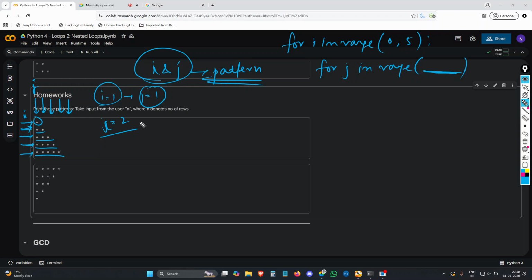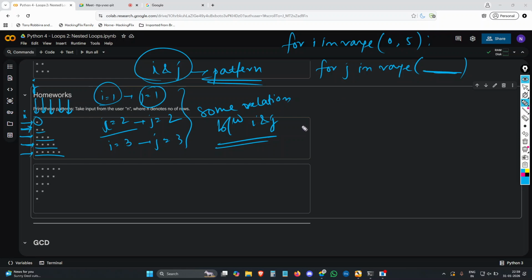If i is running two times, i is running for the second time, j is also running two times. If i is running three times, j is also running three times, right? So there should be some relation between i and j. Correct? Do you agree with me? There should be some relation, right? Now, what is that relation we have to figure out?